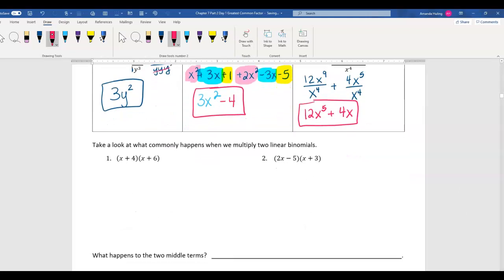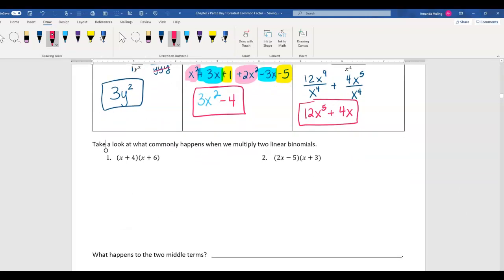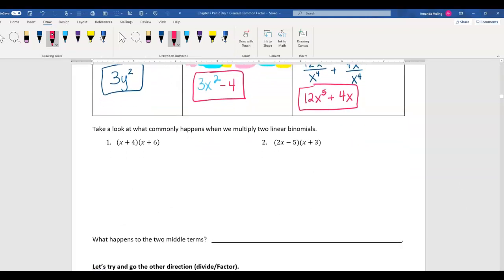Okay, so what we're going to do is just recall what happens when we multiply two linear binomials, and I just want to go through this a little bit slowly here. So what we're going to do is first do x times x, which is x squared. Then I'm going to do x times 6. I'm just going to draw it down here for a moment, and I'm going to write down plus 6x. And then I'm going to do 4 times x, and I'm going to write it here. And I'm going to do 4 times 6.